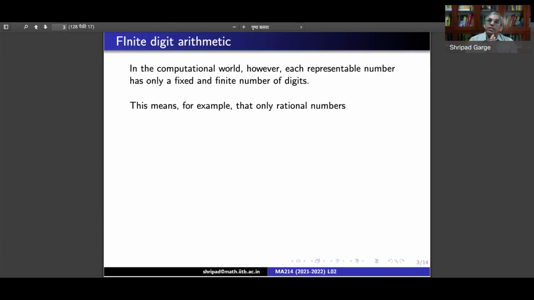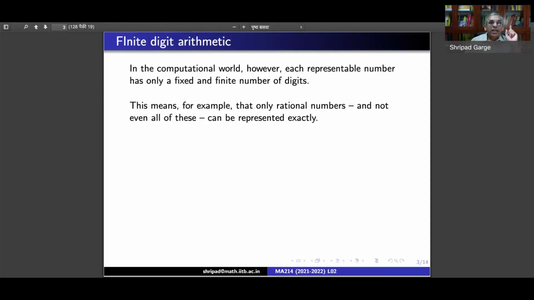Remember, rational numbers are fractions. They are of the type a by b, where a is an integer and b is a non-zero integer. The a by b is the rational number. So the numbers that you can write down using these finitely many digits are rational numbers, but not even all of these can be written down, and only some numbers can be represented exactly. However, it's a very large set.